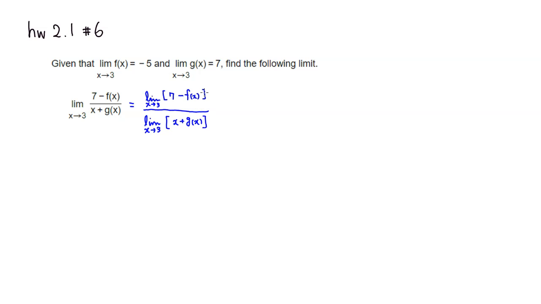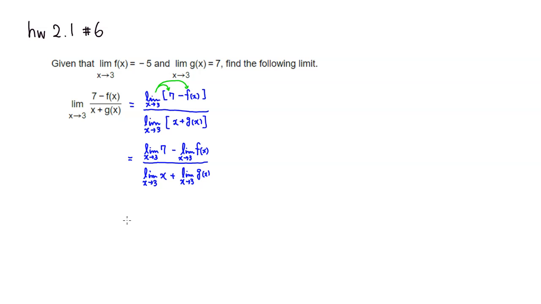Let's work on the numerator first. If you have a subtraction, we can apply the limit to each term separately, then carry out the subtraction later. So we have the limit of 7 as x approaches 3, minus the limit of f of x as x approaches 3. The denominator is pretty much the same. We apply the limit as x approaches 3 to x, plus the limit of g of x as x approaches 3. So hopefully we know everything from here.